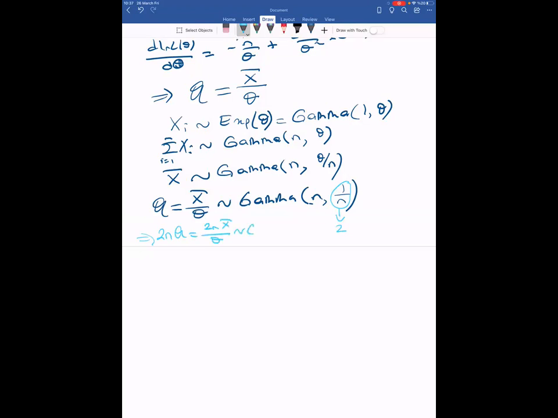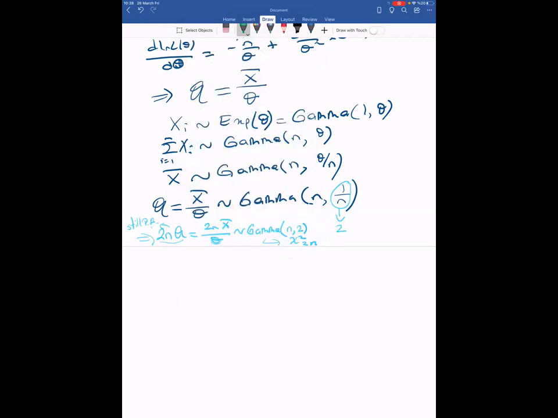This will be gamma n and 2. So basically, this is chi-square with 2n degrees of freedom. Now any user can find the table values of chi-square and easily define it. And as you can see, this 2n Q is still a pivotal quantity because it's a function of the random variable and the unknown parameter theta, and its distribution does not depend on theta. So it's still a pivotal quantity.